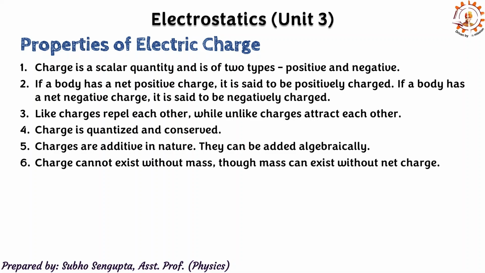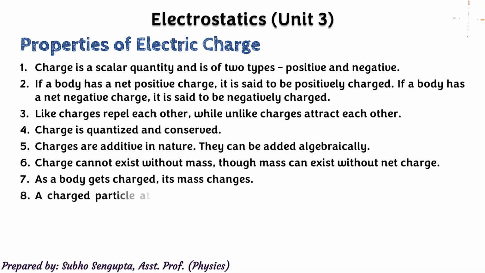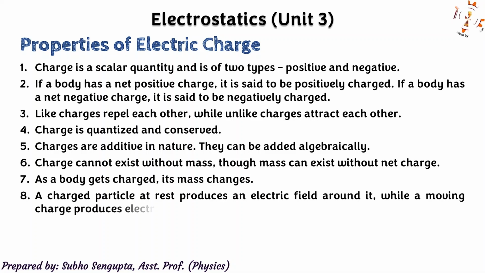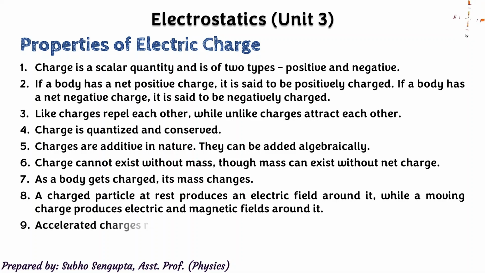That is why photons never possess charge, as they have no rest mass. Number 7. As a body gets charged, its mass changes, because excess or deficiency of electrons causes this change of mass in the body. Number 8. When a charged particle is at rest, it produces an electric field around it. But when the charged particle is in motion, it produces a magnetic field, in addition to the electric field around it. Number 9. Accelerated charges radiate energy in the form of electromagnetic radiation.